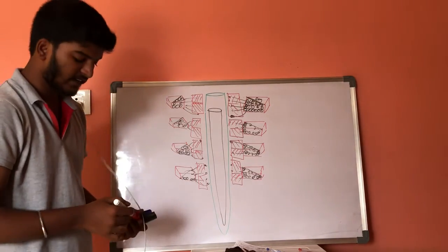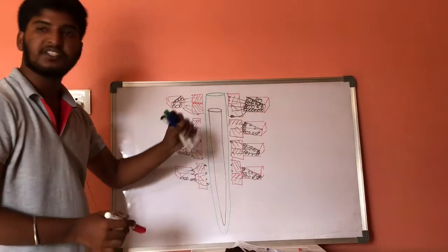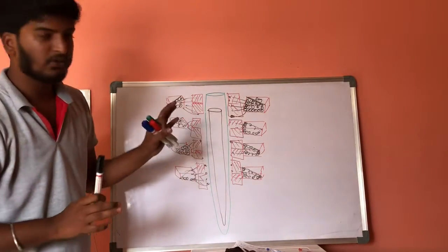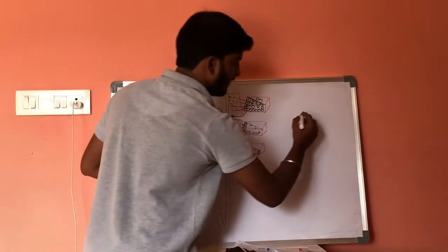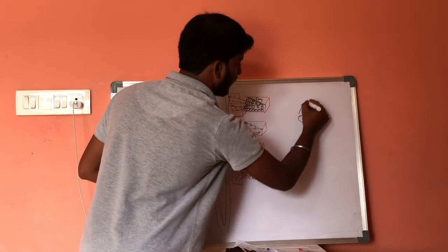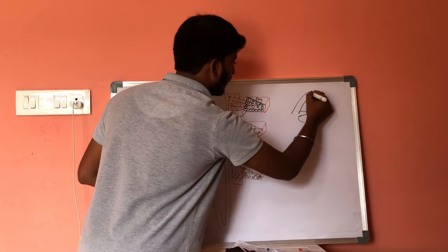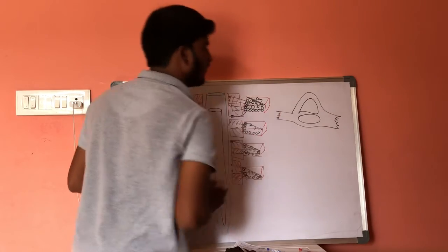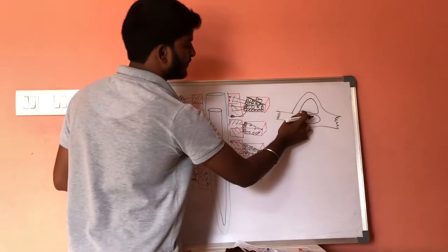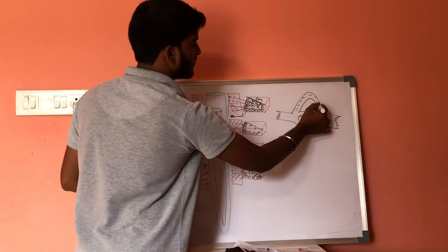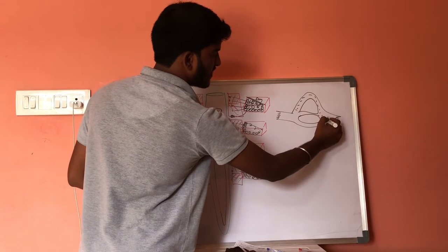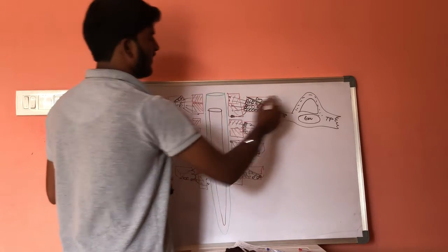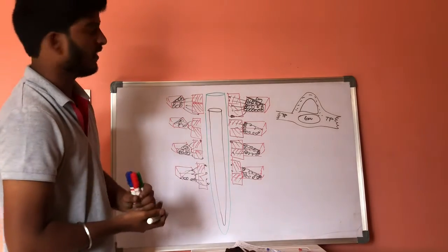In this way, the somites are divided into anterior part and posterior part. Now, if we discuss the structure of a typical vertebral column, typical vertebrae, here it consists of vertebral arch, and here it consists of transverse process. This canal is the spinal canal.